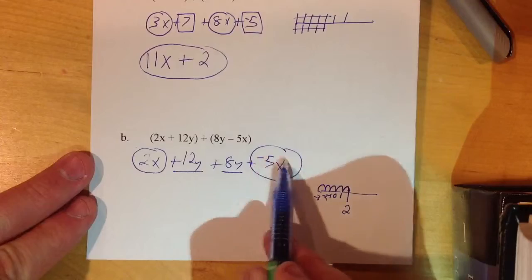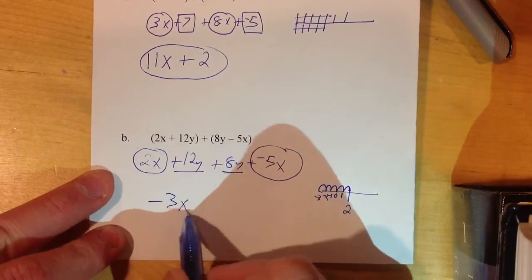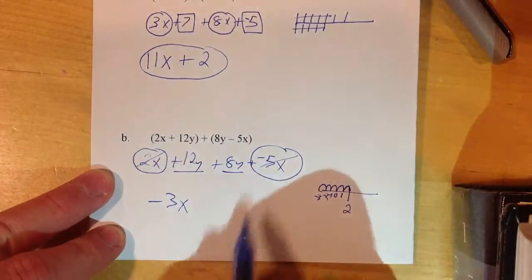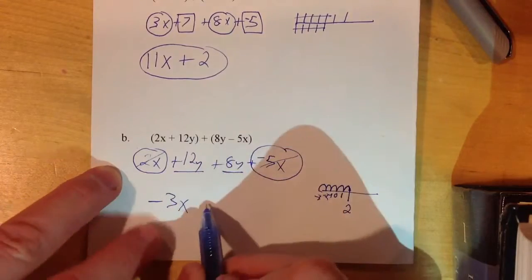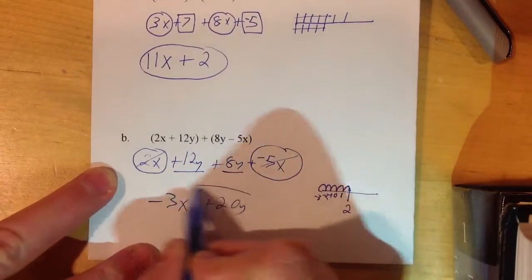So 2 and negative 5 is a negative 3x. So those are gone. Now I have 12y and 8y. And that's just 20y. And that's our answer.